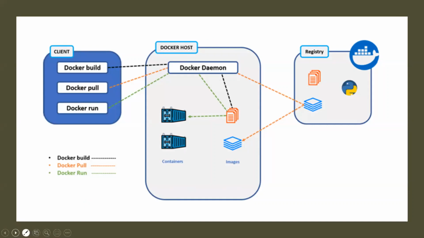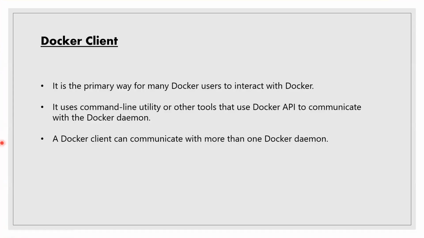Okay. So the next thing, going deeper into this Docker client. What is the Docker client? As I already told you, it's just a command prompt. You just have to run it. That is what the Docker client is. It will interact with your Docker daemon. It's a command line utility for other tools using the Docker API to communicate with the Docker daemon. A Docker client can communicate with more than one Docker daemon. I think it's pretty straightforward, so I'm not wasting time on this. Next.